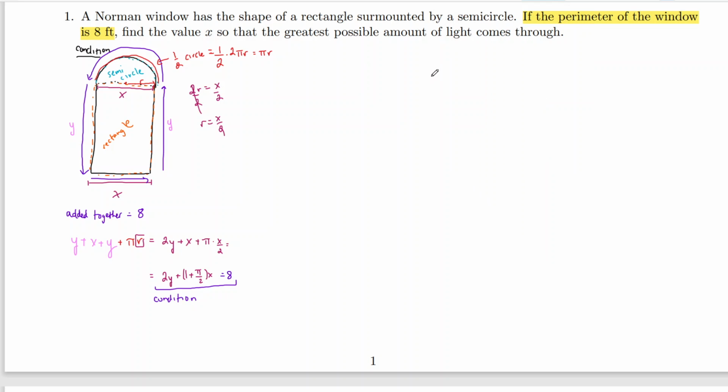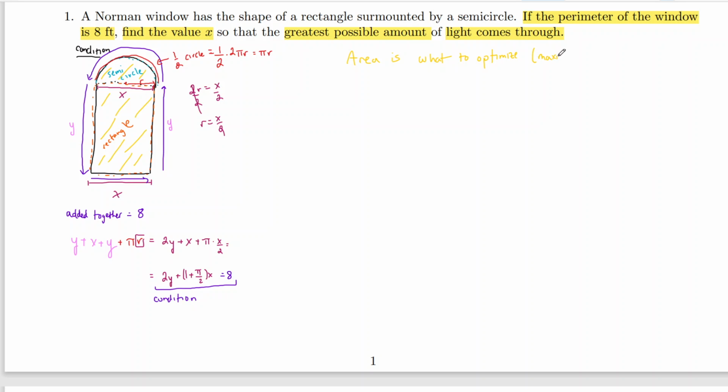And now what is the equation we want to optimize? Well, if you read the question here, we want to find the value of x so that the greatest possible amount of light comes through. Well, this is a window. So you have light coming through the entire thing. Even though it's a semicircle on top of a rectangle, it's still just a window, so it comes through the whole thing. And that means the area is what we want to optimize. The bigger the area, the more light that comes in. And specifically, we want to maximize it.